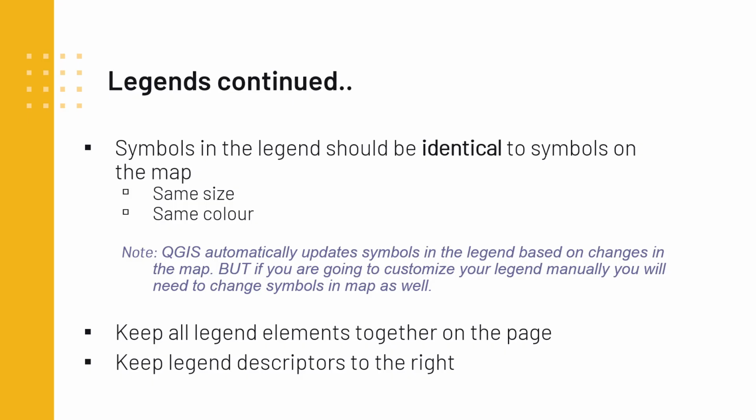Continuing on with legends, the symbols in the legend should be identical to the symbols on the map. They should be the same size and the same color. QGIS automatically updates the symbols in the legend based on the changes that happen in the map. But if you're going to customize your legend manually, make sure that the symbols match those on your map. Keep all the legend elements together on your page. You don't typically separate your legend into two parts or more, and you always keep your legend descriptors to the right of the actual symbology.